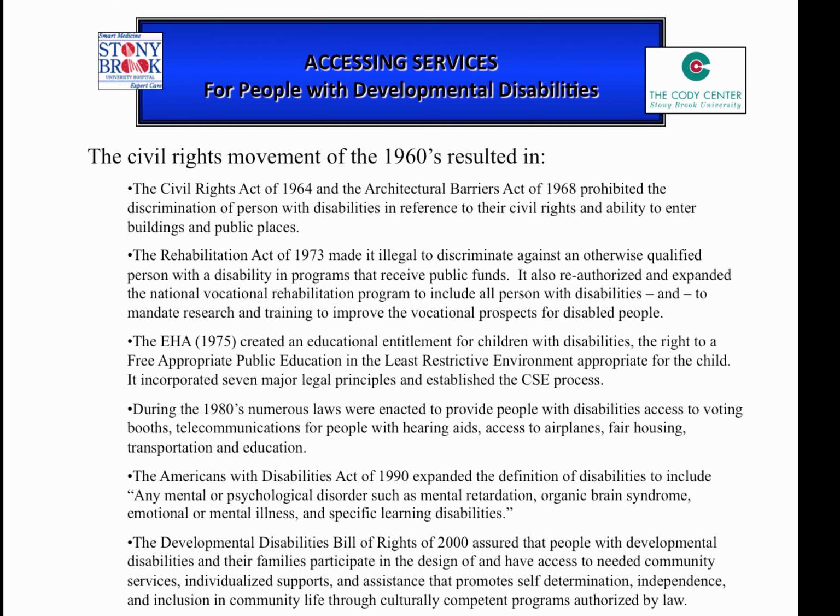Finally, the Developmental Disabilities Bill of Rights of 2000 assured that people with developmental disabilities and their families participate in the design of and have access to needed community services, individualized supports, and assistance that promotes self-determination, independence, and inclusion in community life through culturally competent programs authorized by law.